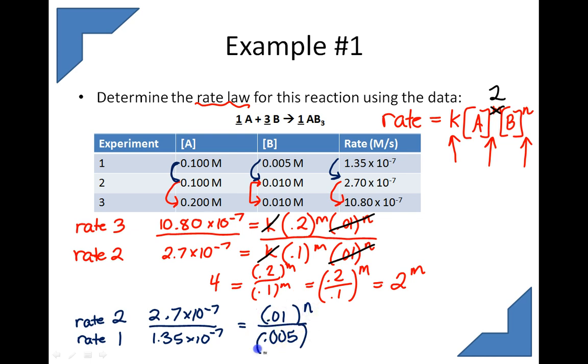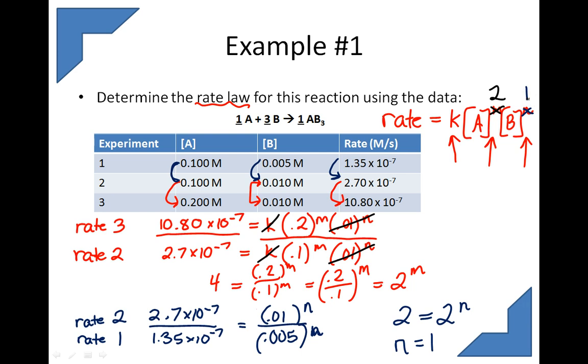So those are both to the n power. Whoops, not m. N. And so we see that we have 0.01 divided by 0.005, that's 2. So 2 to the n power is what? And when we divide these two numbers, we see we also get 2. So when we double the amount of B, the rate doubled. So it means that's a first order dependence. So n will be 1.